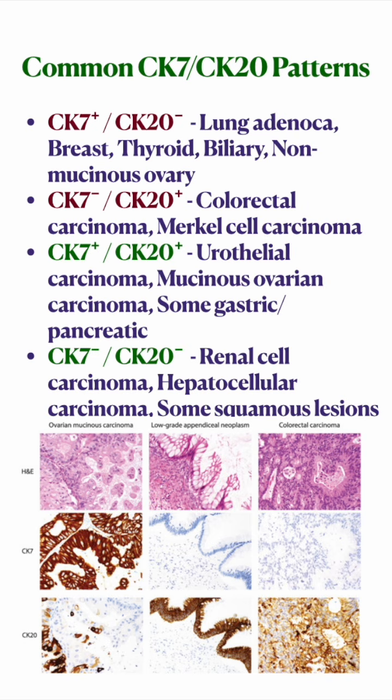So this helps you further narrow down the differential in these metastatic cancers. With CK7 positive and CK20 negative, the common tumors are lung adenocarcinomas, breast carcinomas, thyroid carcinomas, biliary and non-mucinous ovarian carcinomas. Whereas the opposite, CK7 negative and CK20 positive, is seen in colorectal carcinomas. Both positive, that is CK7 positive and CK20 positive, is seen in urothelial carcinoma, mucinous ovarian carcinoma and some gastric and pancreatic tumors. CK7 negative and CK20 negative, both negative, is seen in renal cell carcinoma and hepatocellular carcinomas.